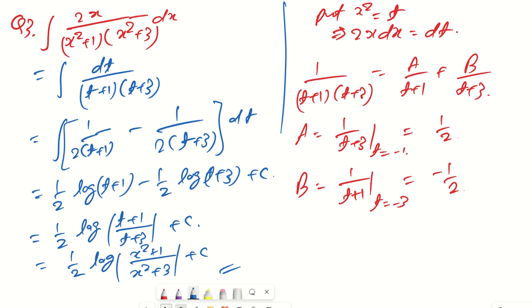Let us take one more question. This is going to be a bit of a tricky question. The integration of 1 by (e to the power x minus 1) dx. So how shall we do that? First of all, we'll try to put something. e to the power x is the only problem here.